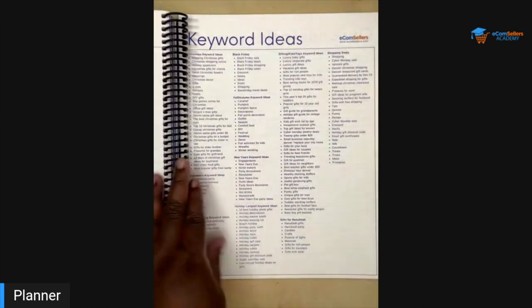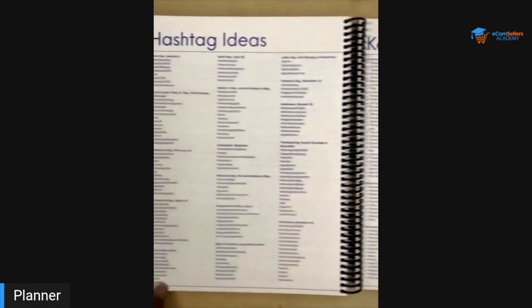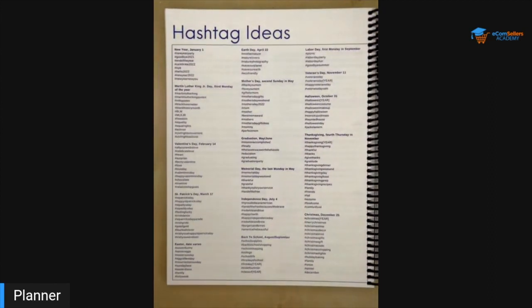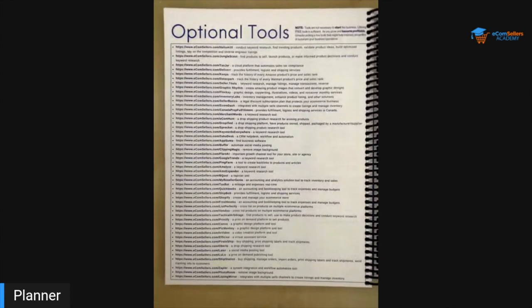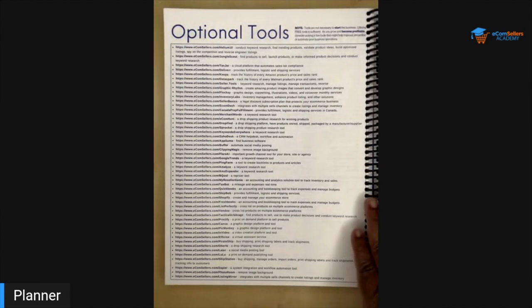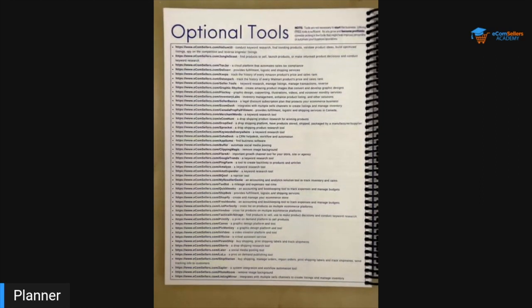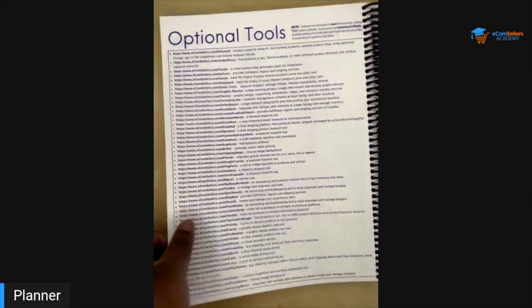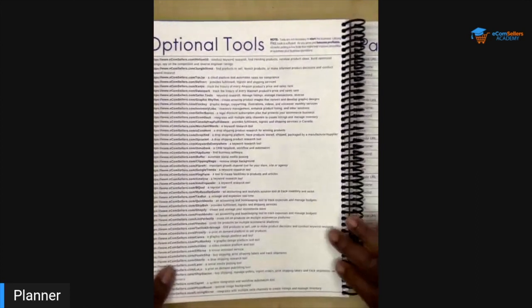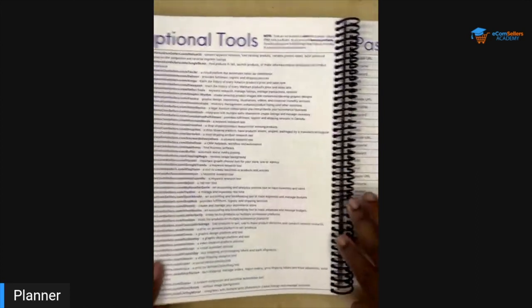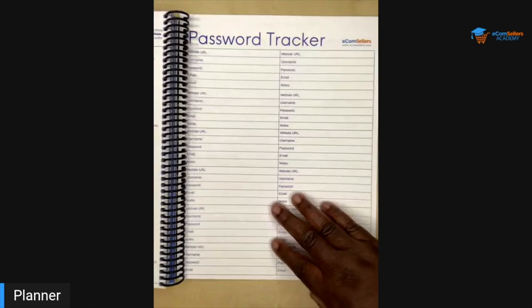The next is the hashtags and keywords. So we've got keywords and hashtags. You can use that information in your listings or on your social media posts, on your marketing. Optional tools. Again, you don't have to have a bunch of tools to run this business. You can have a handful of tools that you use to run it. It's not required. Okay. If there are any tools that you think are going to be helpful, you can look at this list. These are the ones we recommend, and you can grab those tools.